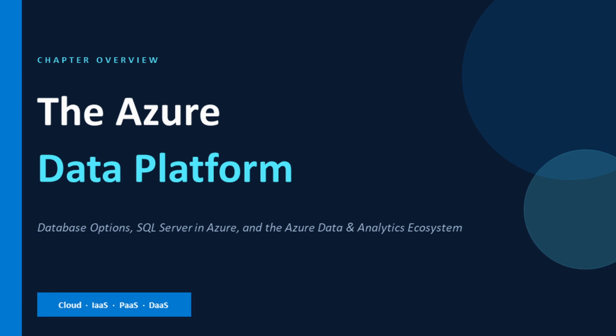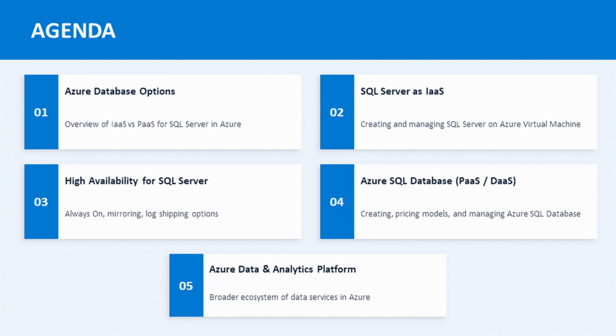We will look at two fundamentally different approaches: running SQL Server on a virtual machine, which is the infrastructure as a service model, and using Azure's managed database service, which is the platform as a service model, also called database as a service. By the end of this chapter, you will understand how to choose between these two approaches, how to set them up, how to manage them, and how to make the most of the broader Azure data and analytics ecosystem. Let's begin.